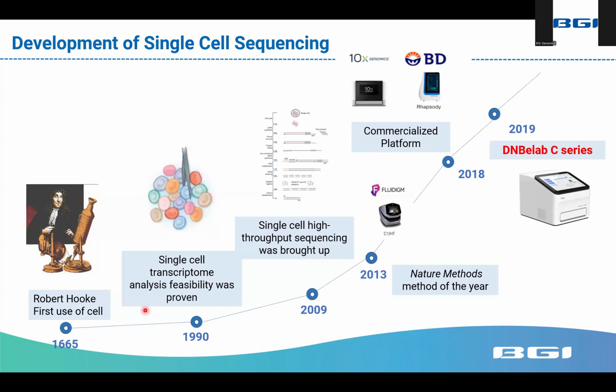The study of cell biology can be traced back to the invention of the microscope. In 1990, researchers demonstrated the feasibility of single-cell transcriptomics. In 2009, single-cell high-throughput sequencing was introduced for the first time. From that point on, single-cell sequencing became a powerful tool, allowing researchers to identify new cell types and investigate the mechanisms of disease at the single-cell level. By 2018, a commercial platform had emerged, and in 2019, BGI Genomics launched the high-throughput single-cell sorting platform, the DNBelab C series. So this will be the focus of my upcoming report.